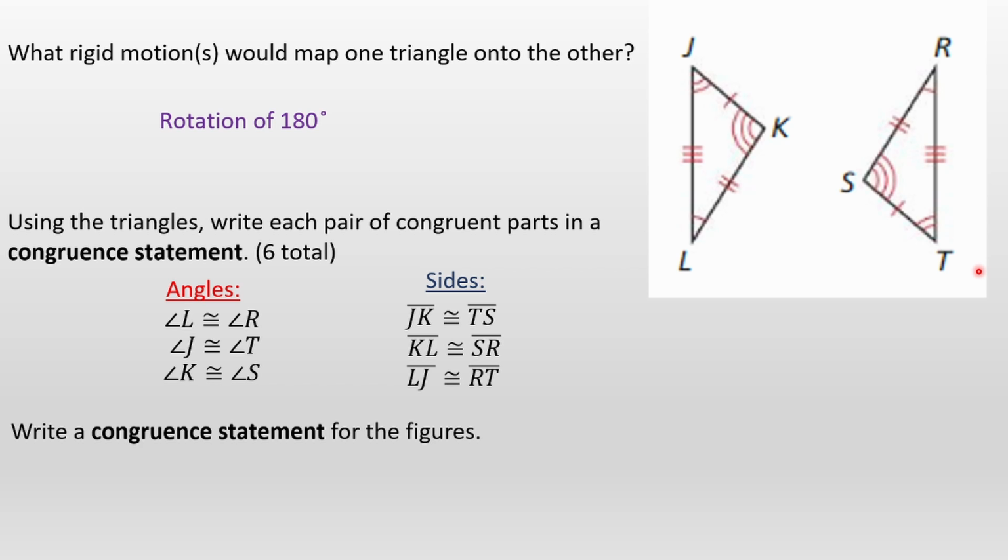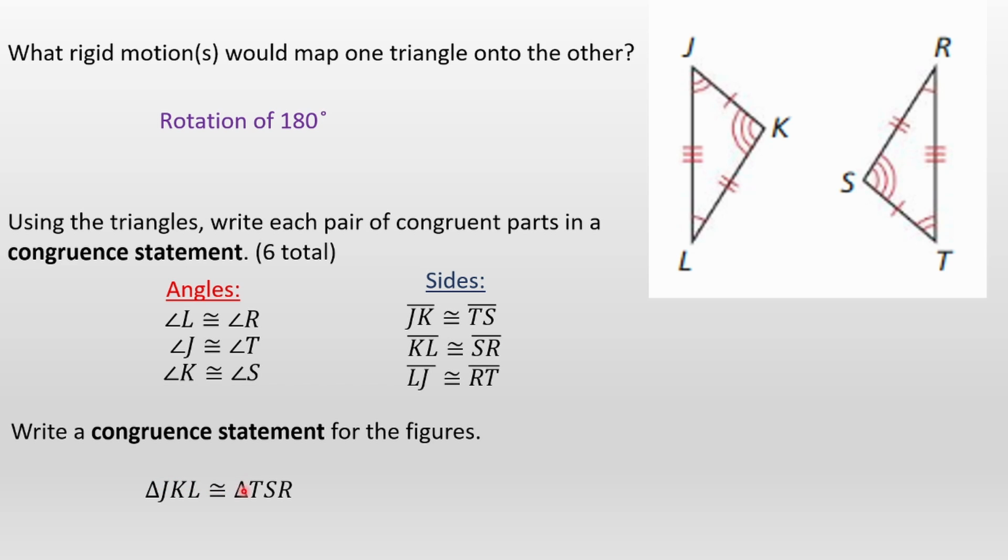Here's where the order will matter, when I write a congruence statement for the entire figure. I want to make sure that I write them in terms of corresponding parts lining up. For example, wherever L is for our angle within the sequence of JKL, R should be in the same position, because that's the same angle as L. If I'm writing it for the entire triangle, then we use a triangle symbol. And so if we say triangle JKL, J has the two arcs.